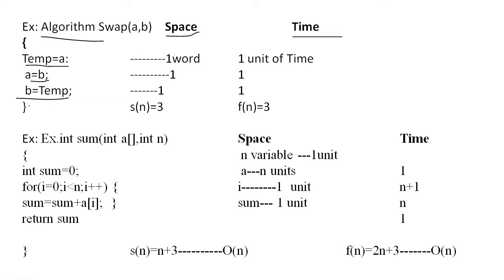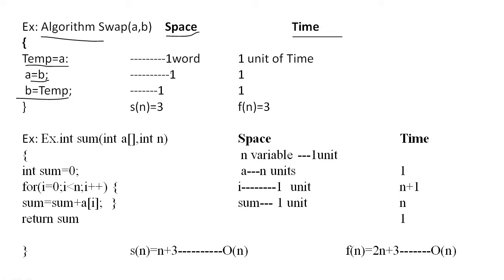From the temp, I am storing that same value into B. So now the values are interchanged. To find the space complexity, what are the rules we have specified? How many variables are there, are they fixed variables or dynamic variables? In this algorithm, only 3 variables are there, that is A, B, temp.